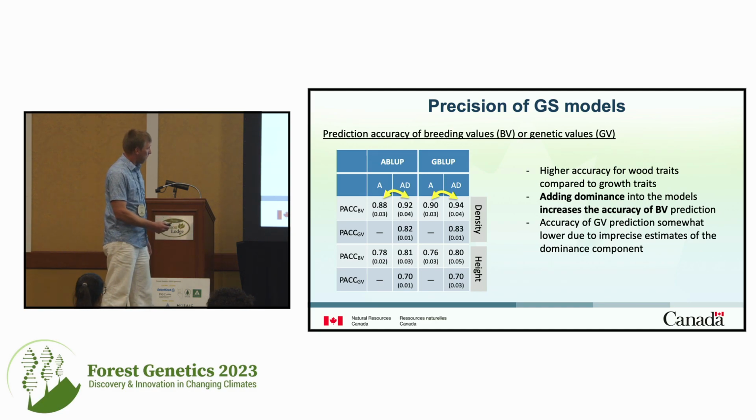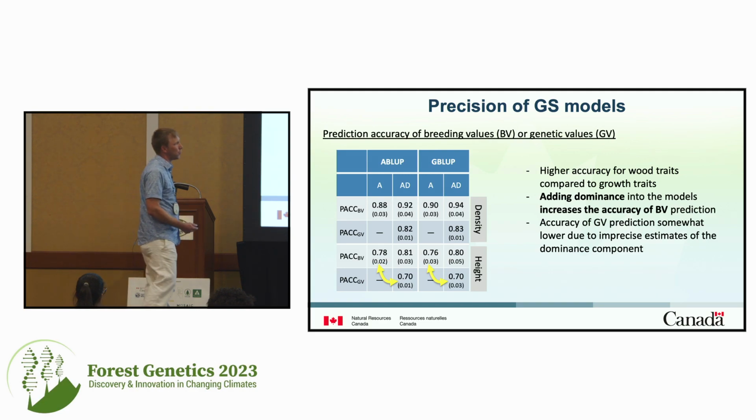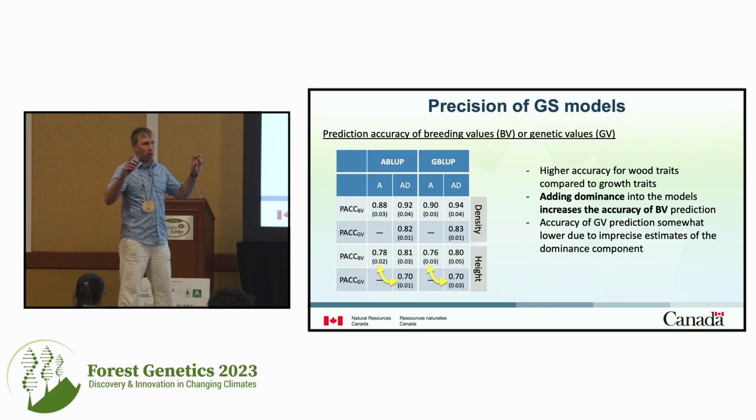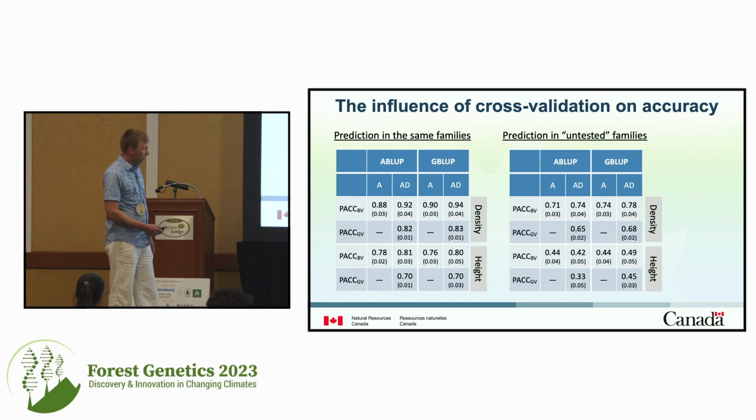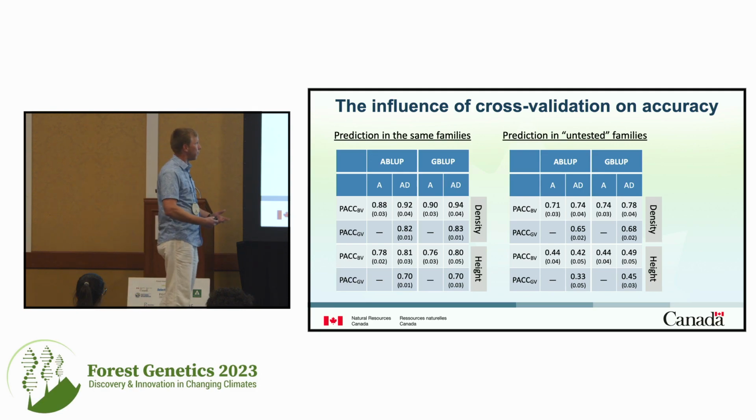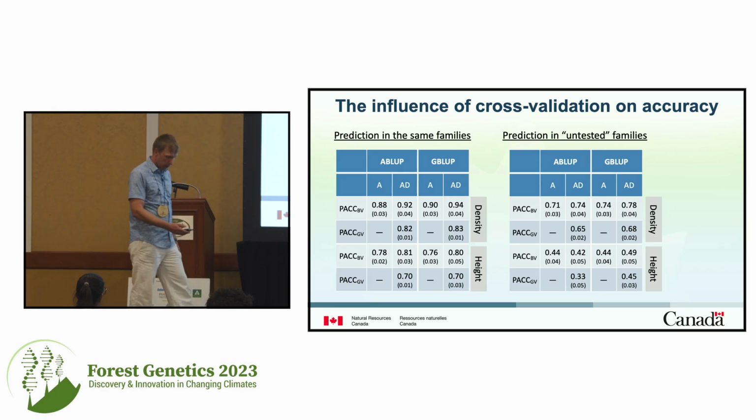And then we also notice that when we compare the accuracy of genetic values to the initial accuracy of additive-only models, we are a little bit lower. This is mostly because our dominance estimates are more imprecise than the estimates of the additive parts, which is relatively normal. But this also comes with the statement that we need enough crosses to estimate the dominance component well.